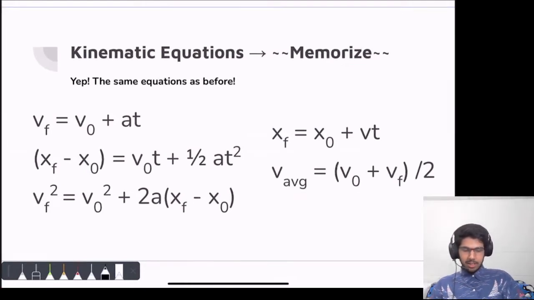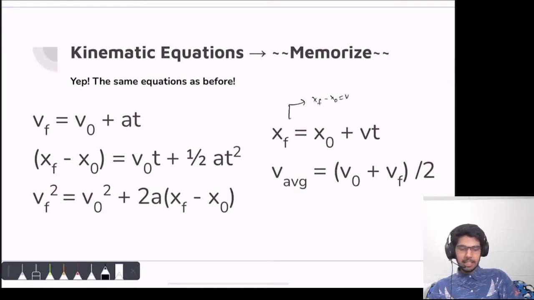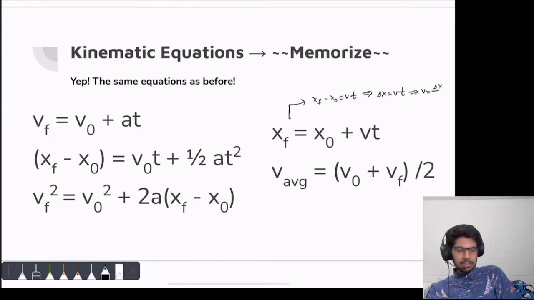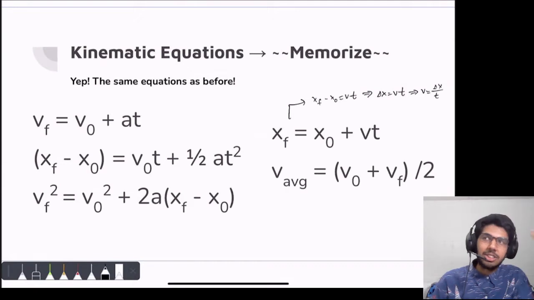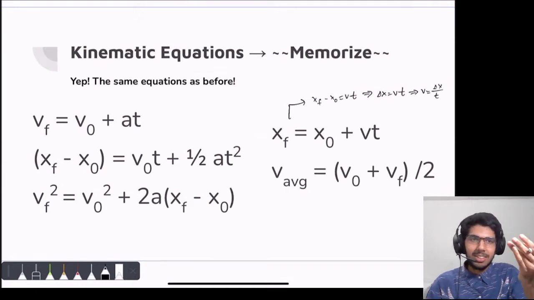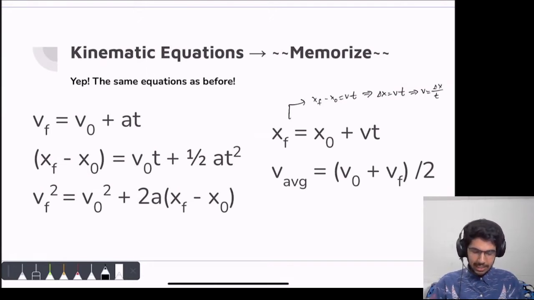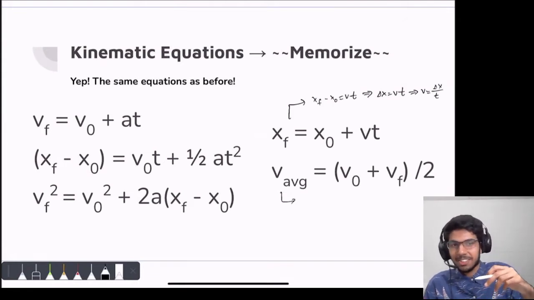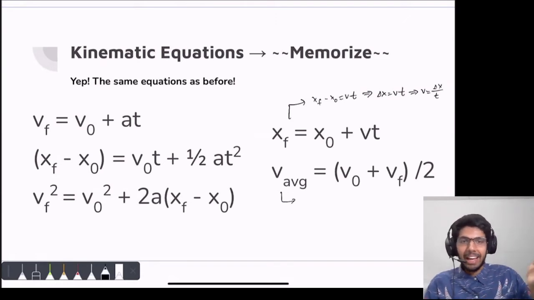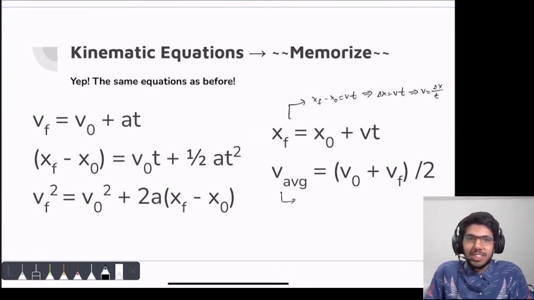This first one can be changed into xf minus x naught equals v times t, which just means that delta x equals v times t, which just means that v equals delta x over t. And that's just the definition of velocity, right? The change in position with time. The displacement divided by the time. It makes sense. This is just another way of writing it. And the second one here is just saying the average velocity. To get that, you take the starting velocity and the ending velocity, add them up, and divide by 2. You're just taking the average of 2 numbers. So the 2 on the right are pretty self-explanatory.